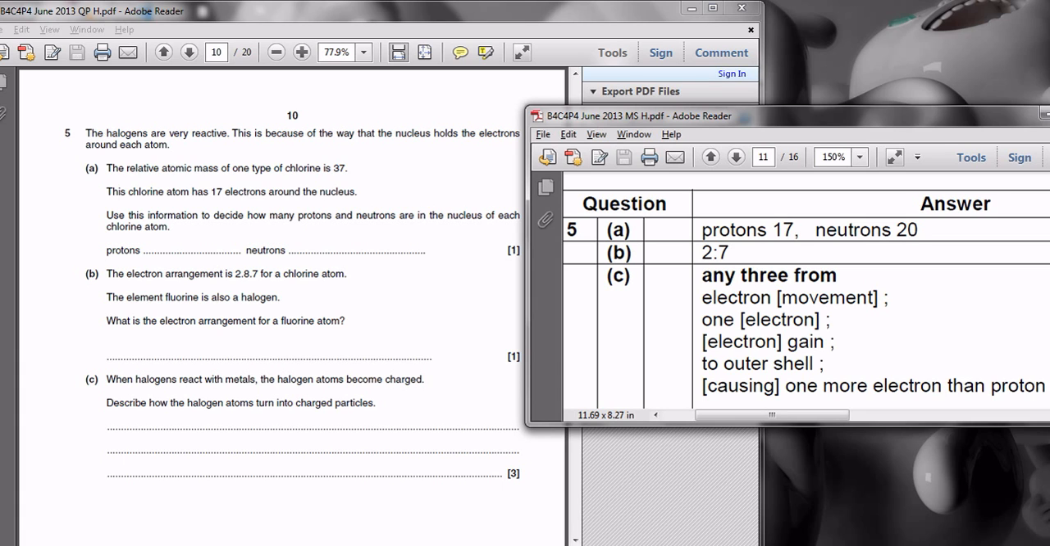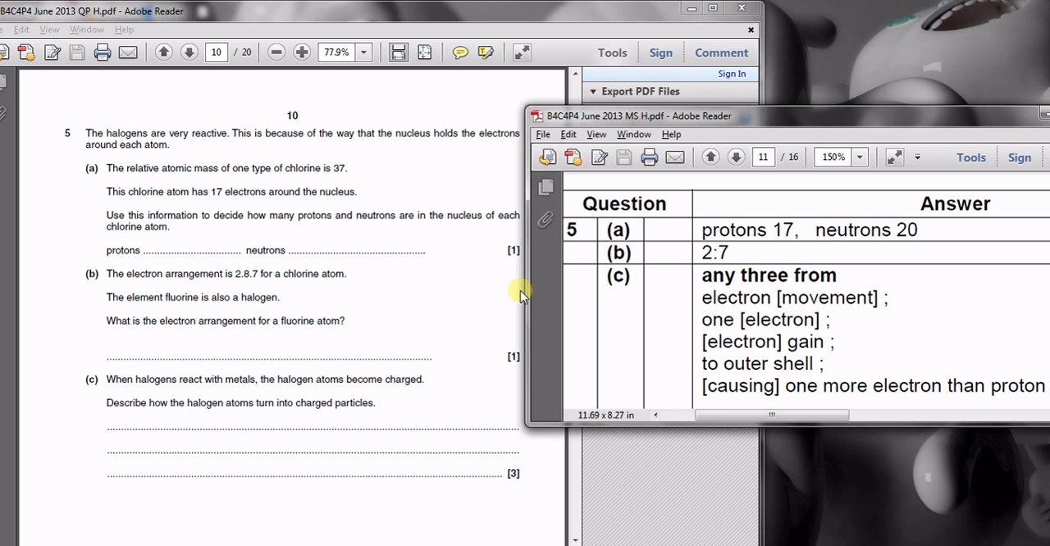Okay, so this is question 5 from the mock paper. The halogens are very reactive. This is because of the way that the nucleus holds the electrons around each atom. The relative atomic mass of one type of chlorine is 37. This chlorine atom has 17 electrons around the nucleus. Use this information to decide how many protons and how many neutrons are in the nucleus of a chlorine atom.